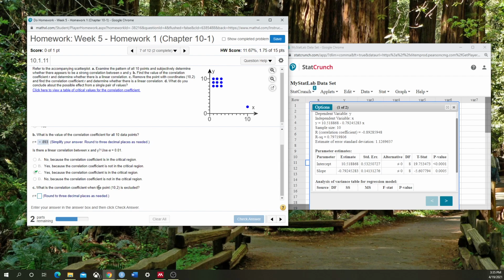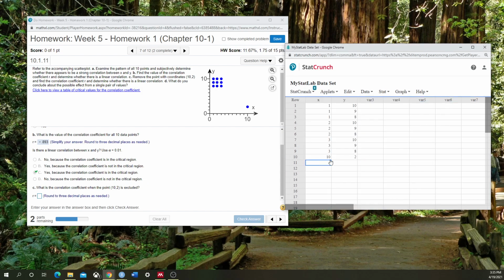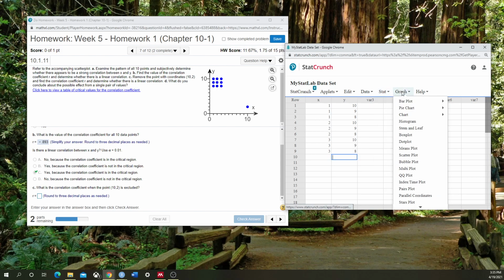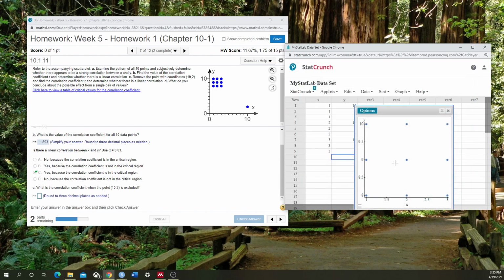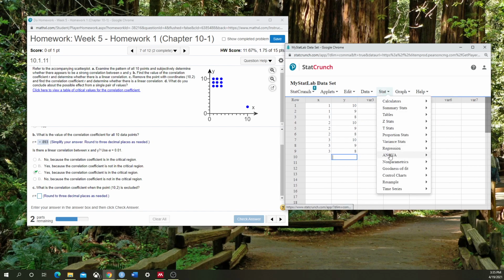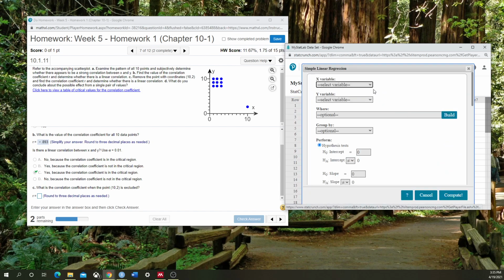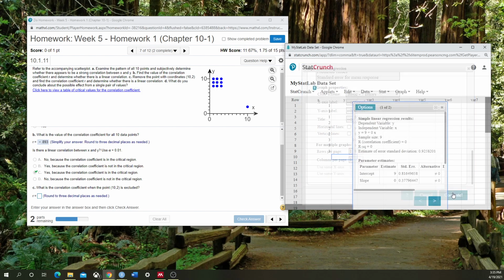What is the correlation coefficient when the point 10.2 is excluded? Okay, I'm going to get rid of that now. I'm going to clear it and look at it, make sure that I have the right data. This is just me really going through all my steps. Yep, big box. I'm going to go stat, regression, simple linear. Repeat my steps now just without that data. Compute.